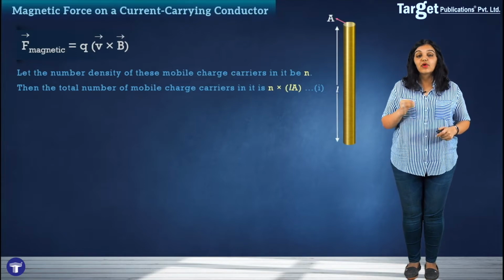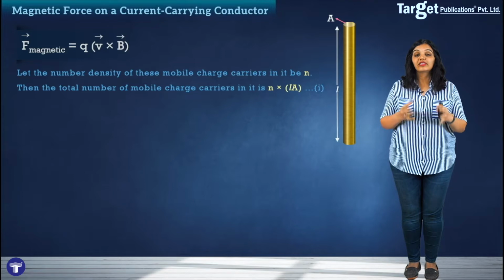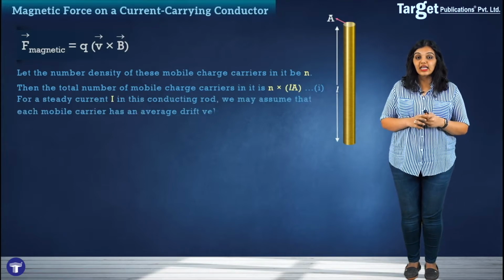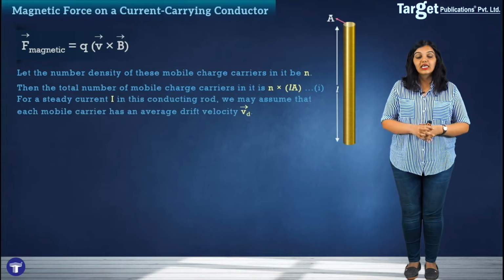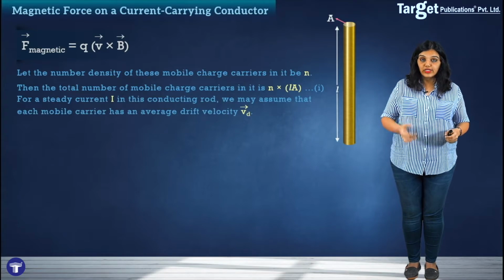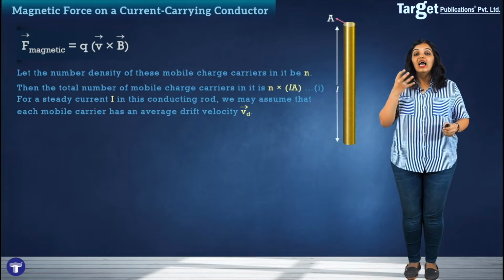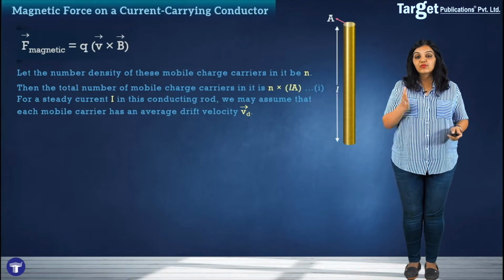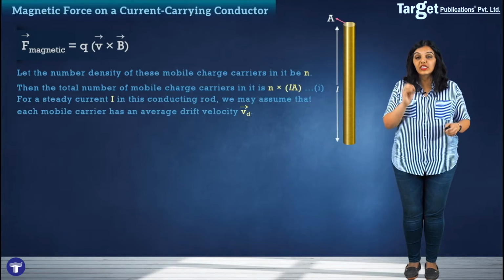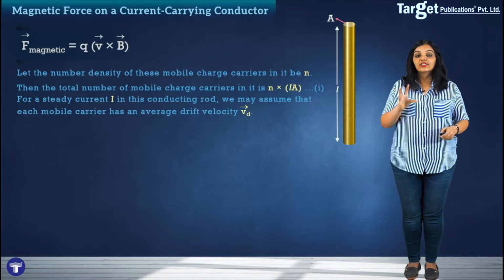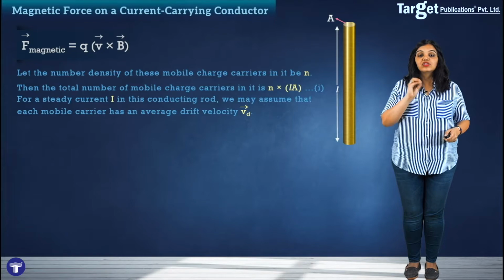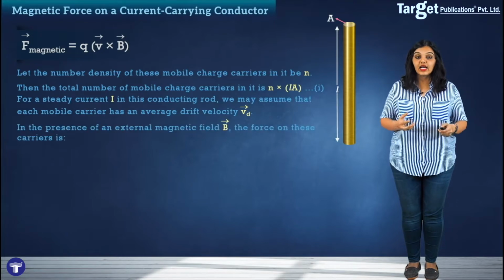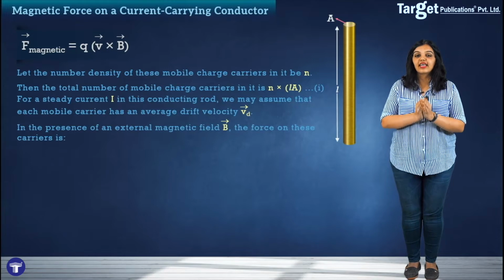And each of these mobile charge carriers will have a charge on them equal to small q. I also say that for a steady current I in the rod, we can assume that each of them has a drift velocity. We have learned that charge carriers and electrons have a drift velocity, that is, current is made up of electrons moving with an average drift velocity which is given by V subscript d. So I say that in this rod, the average drift velocity is V subscript d. Using this information now, I can find out the magnetic force on a current carrying conductor.